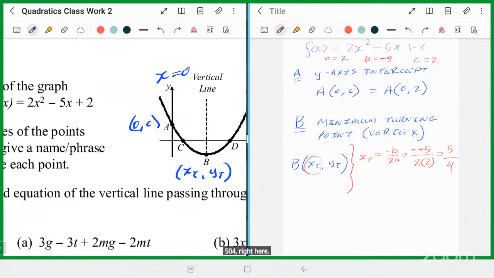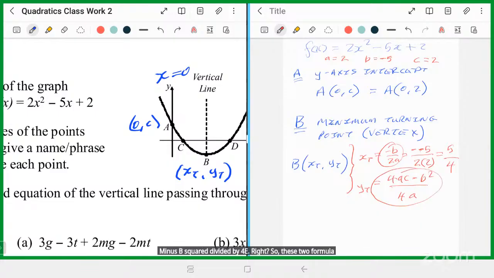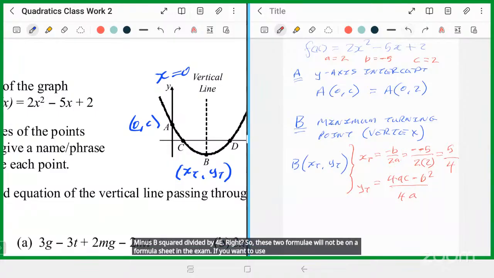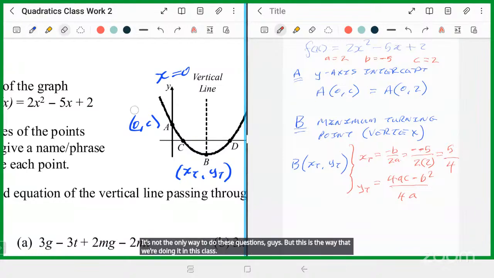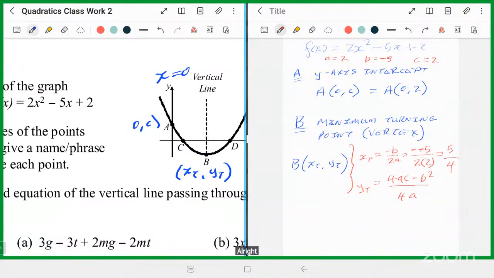5 over 4. And we need to know the y value. Again, there's a formula for calculating the y value. The y value at the turning point can be calculated using a formula 4ac minus b squared divided by 4a. Right? So these two formulae will not be on the formula sheet in the exam. If you want to use this method, you have to know the formulae. You have to know both of them. This is not the only way to do these questions, guys. But this is the way that we're doing it in this class, in this program. Alright, so that is it.